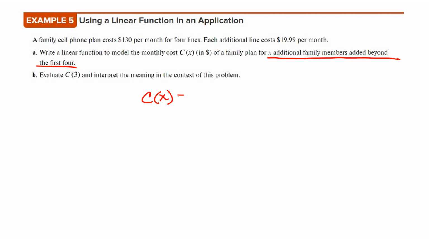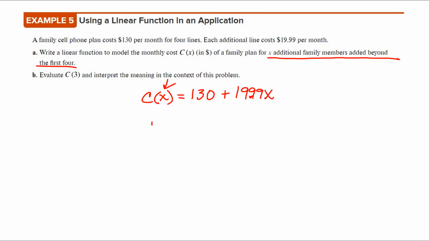So the cell phone plan costs 130 a month. Just that's the way it is. We don't have to multiply that by X or anything, because that is the cost of the first 4 lines. Our X represents the number of phones beyond the first 4. Okay, so the cost per month is going to be that $130 that you have to pay for the first 4 lines, plus $19.99 for each additional line. The additional lines, there are X of them, so that would be $19.99 times X.